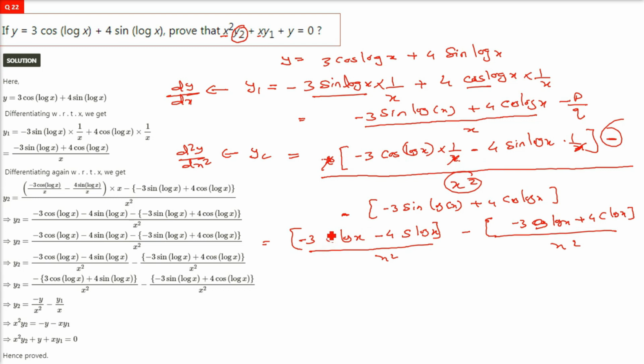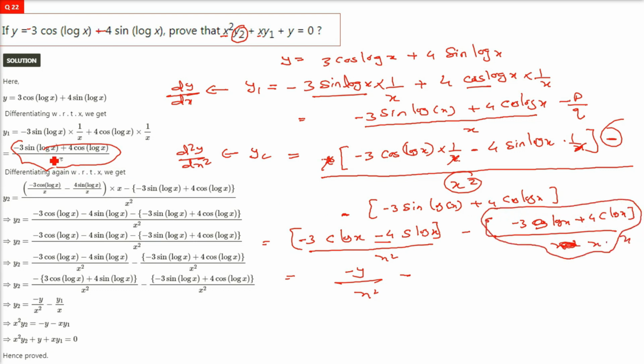So now this negative can be taken out. This is 3 cos log x plus 4 sin log x. So if I place the negative here, it will be negative y. So the numerator is nothing but negative y, and then we have x square in the denominator. This is minus 3, just see y1. It is minus 3 sin log x plus 4 cos log x. If I write x square in the denominator as x into x, this whole term is nothing but, as we have already found y1, you can just write y1 here.